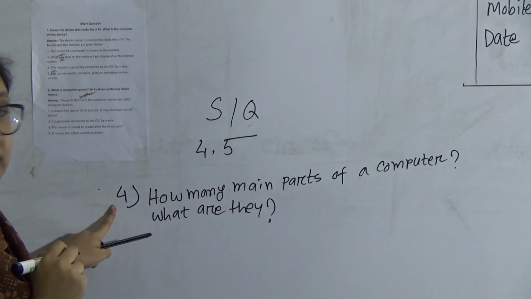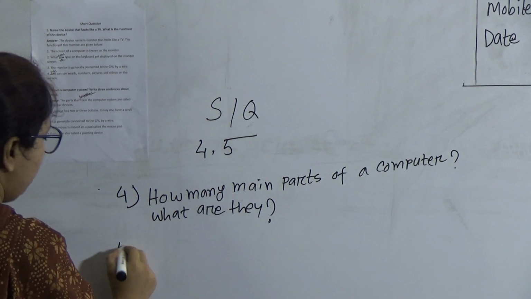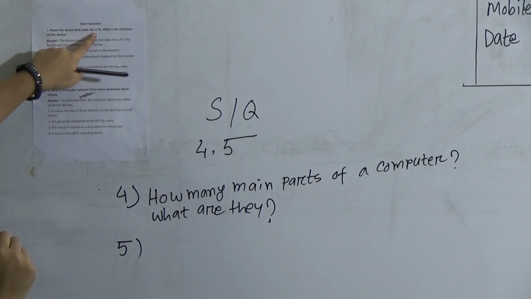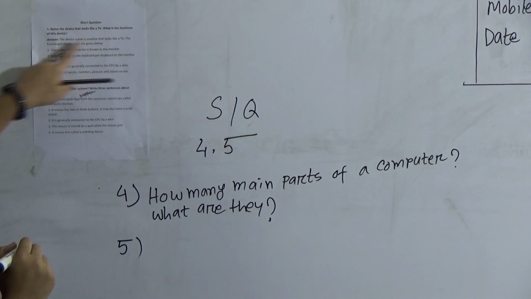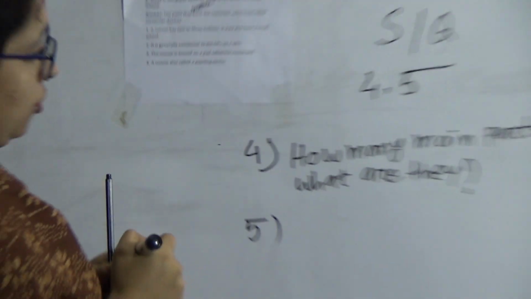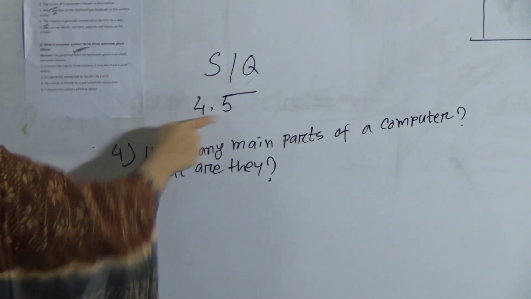In our previous class I provided question number 4, and question number 5 today I have given: name the device that looks like a TV. What are the functions of this device? Your homework is question number 4 and 5. I repeat, your homework is short question 4 and 5.